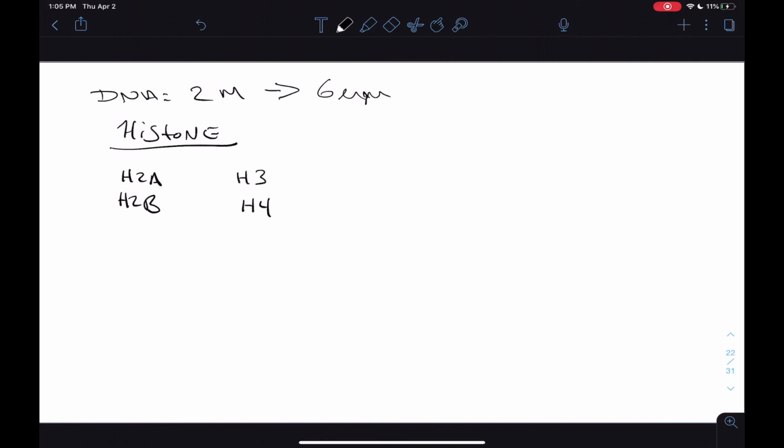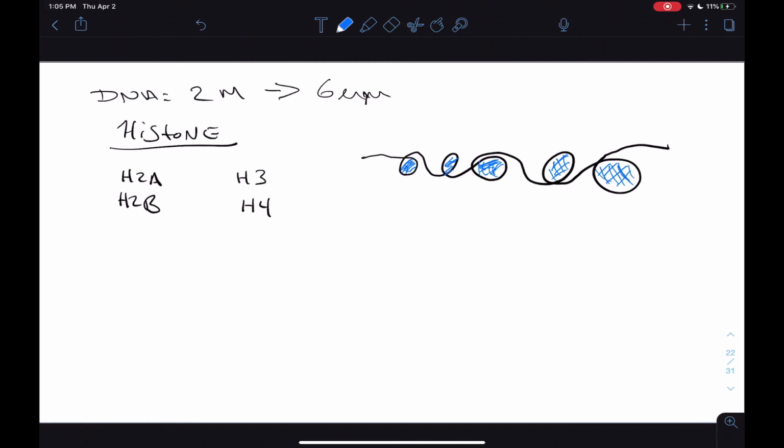Now, what did we say? We said that the DNA will come in and form loops around these proteins. So imagine this shaded area that's in blue, those are the histones, and the black, that's the DNA, wrapped around it. These are the blue things.